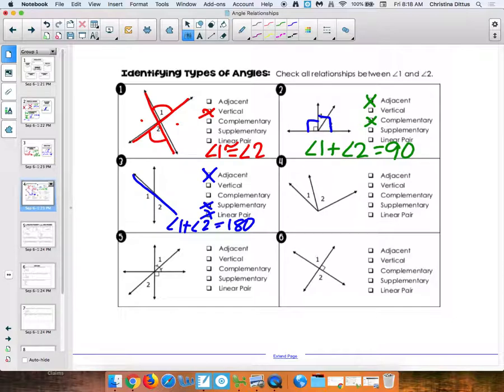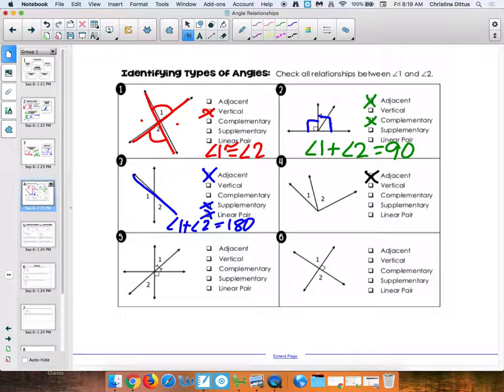Are angle 1 and 2 next to each other? Yes, so they are adjacent. Are they vertical? No. Do they necessarily add to 90 degrees? No. They kind of look like it, but in order for me to be 100% sure they are 90, I need this boxing that's up here, and this doesn't have it, so they're not complementary.